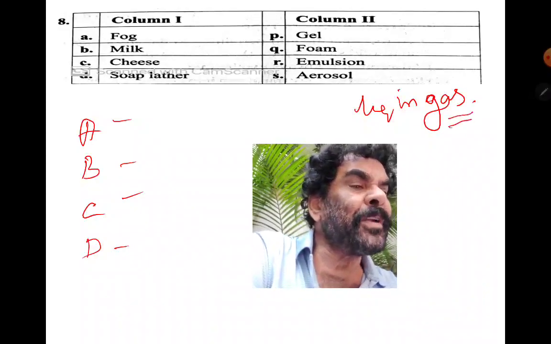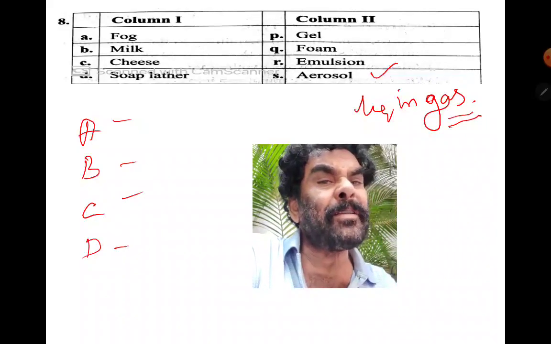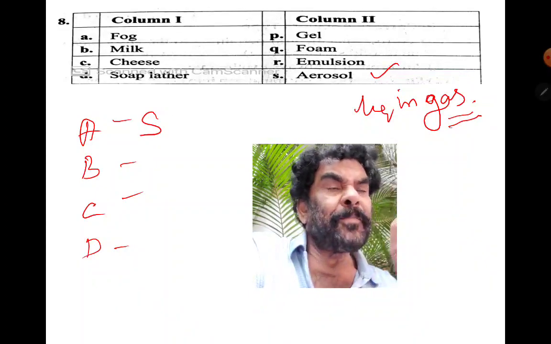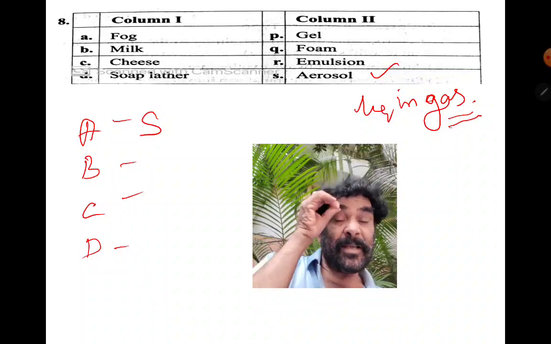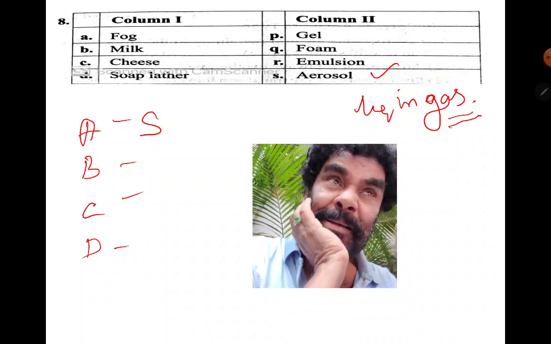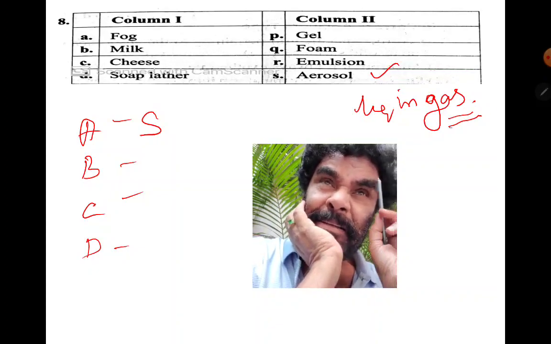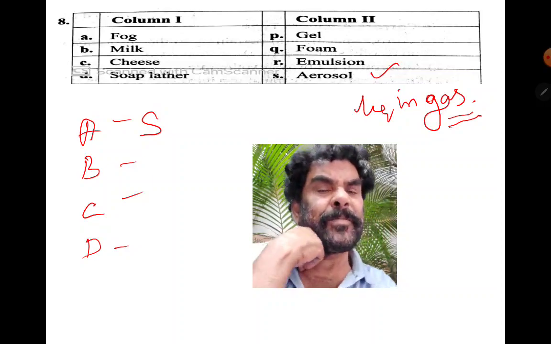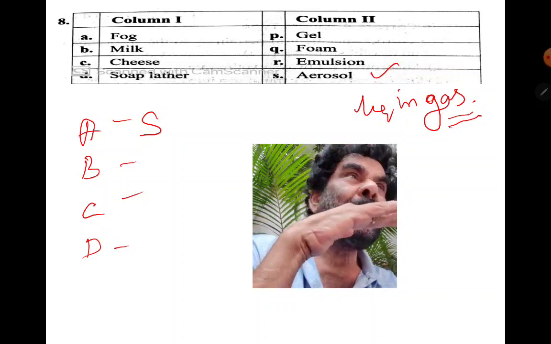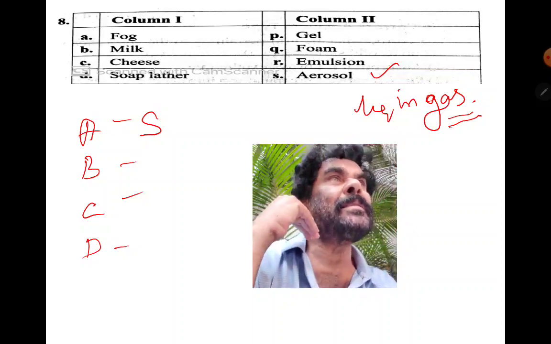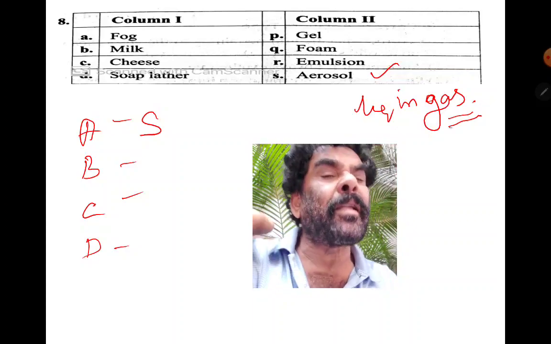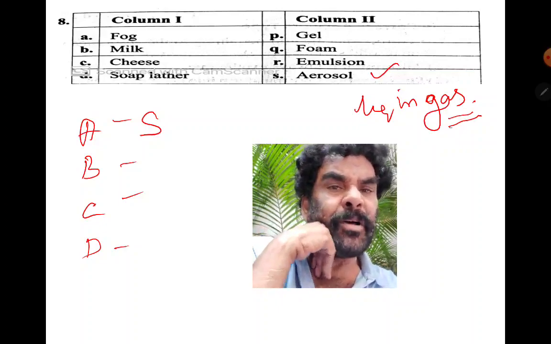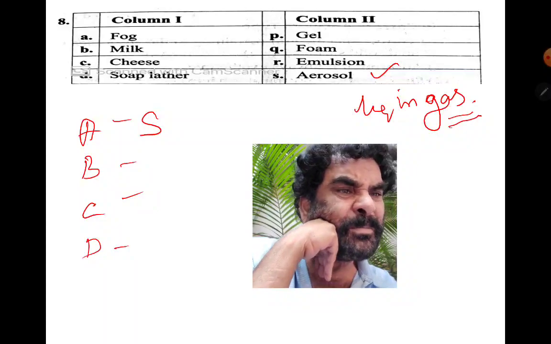If the dispersion medium is gas, then it is called an aerosol. Fog is an aerosol, yes. Liquid in gas or air, and solid in gas or air, both are aerosols. If the dispersion medium is gas or air, then that system is called an aerosol.